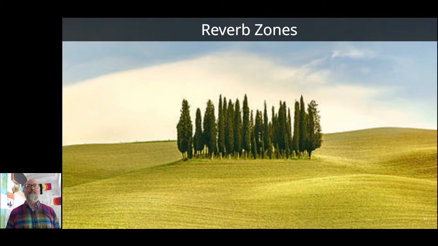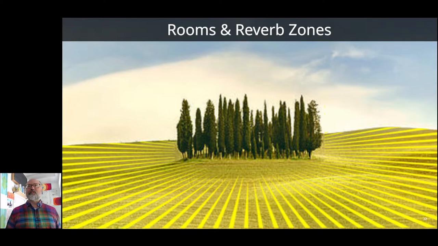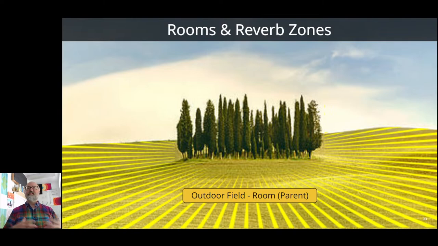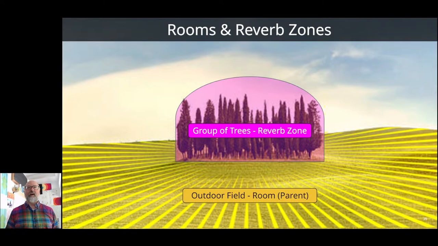So let's take a look at one simple scenario. We've got this outdoor space that we can define as our parent room. And in the center, we've got this group of trees, which we can author as a reverb zone, allowing sound to, you know, naturally propagate. We can enter this group of trees at any angle without requiring a portal, and seamlessly transition between the reverberation of the outdoor space and maybe a different reverberation of this forested area in the center.